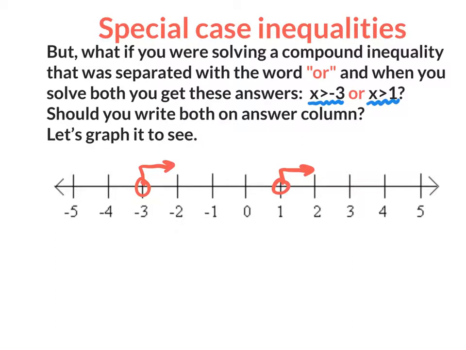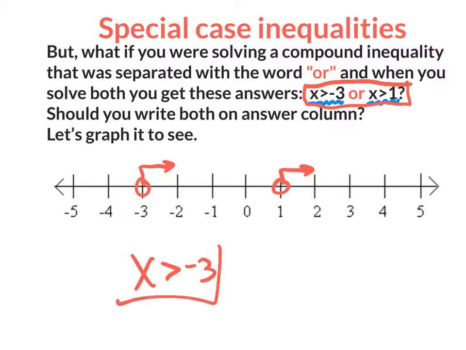Make sense? Okay. So when they're both pointing in the same direction, well, then just write this one down and that's it. So in this situation, you wouldn't write this entire thing in your answer column. You would just say x is greater than -3. And that's it.